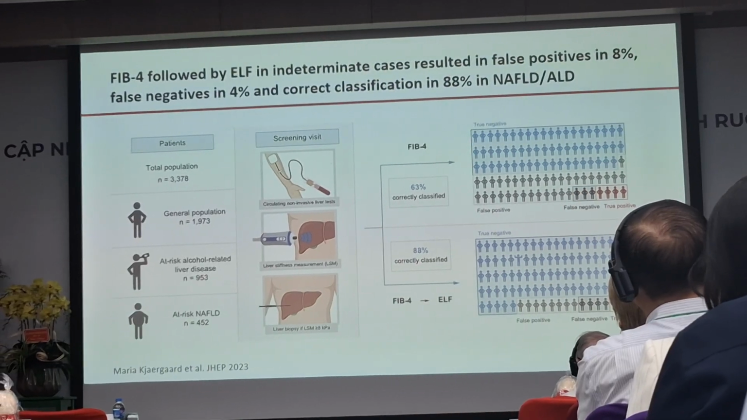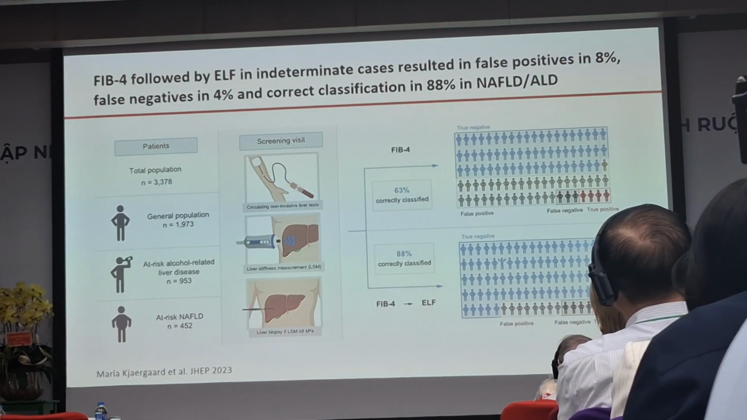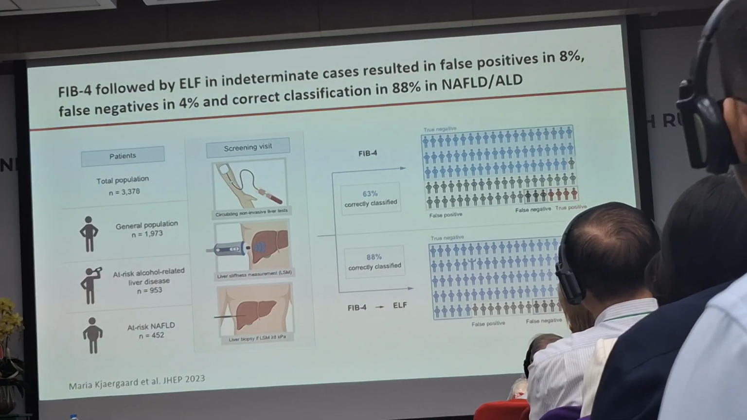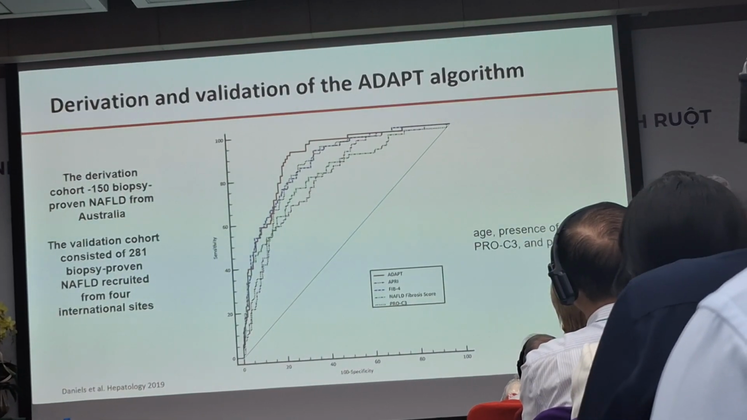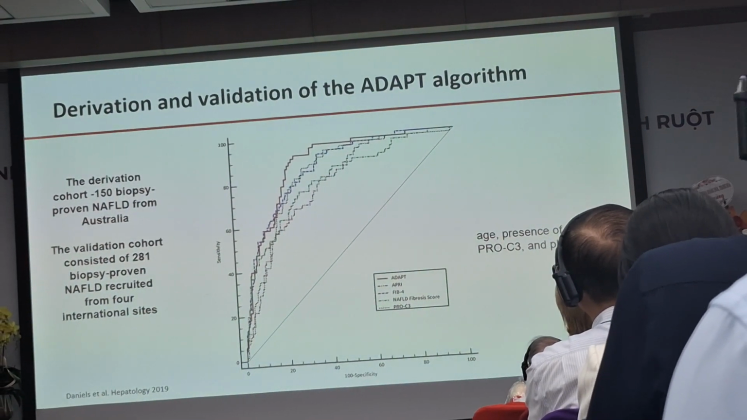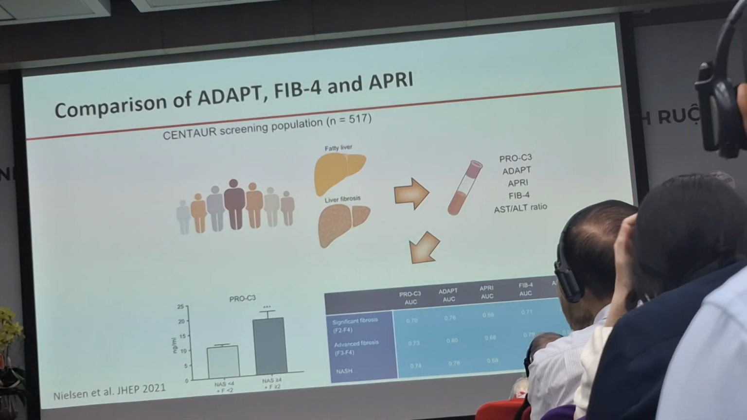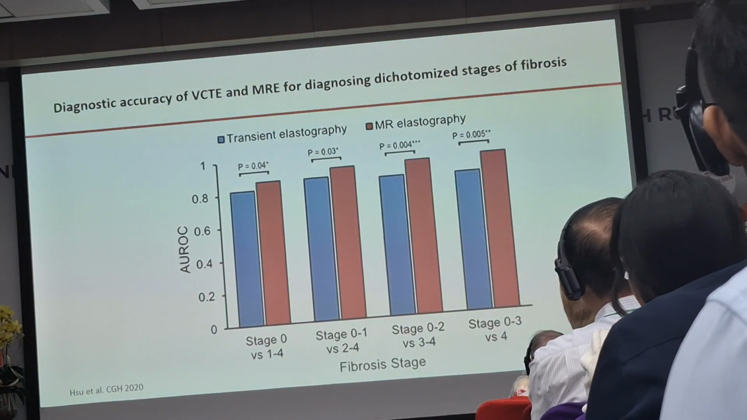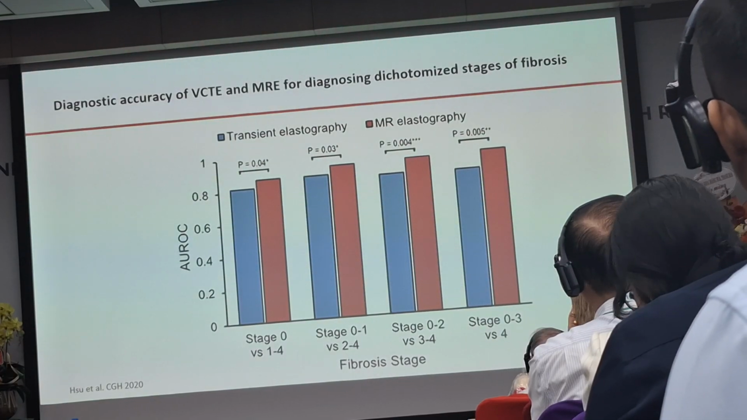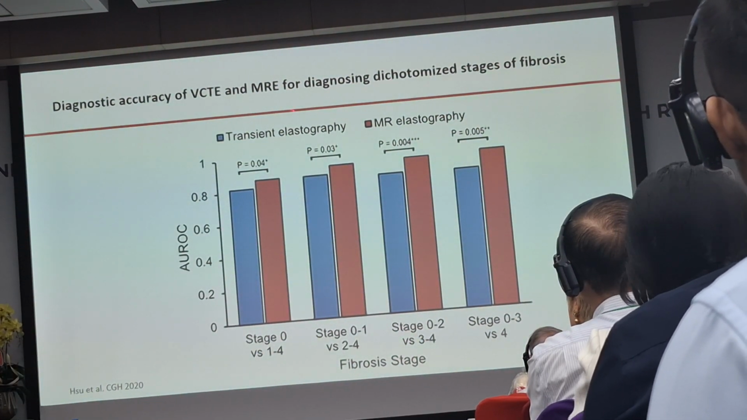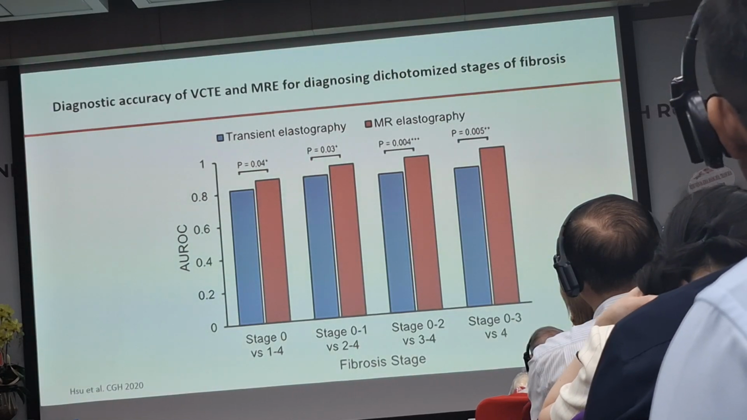After we do FIB-4, there are many various tests that can be done to assess fibrosis. In Europe, the ELF blood test is very helpful. In Australia, they developed a test called the ADAPT, which is currently not available in most countries. But suffice to say, there are many ways to assess for advanced fibrosis. In some of the Asian countries, transient elastography or fibroscan might be more available.